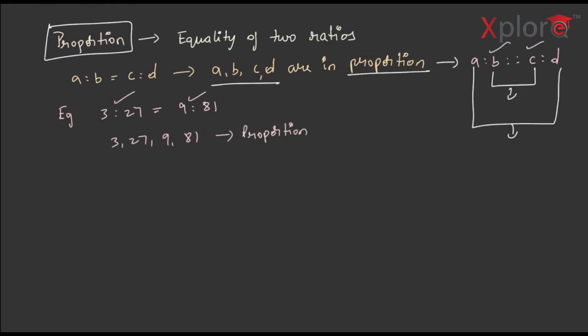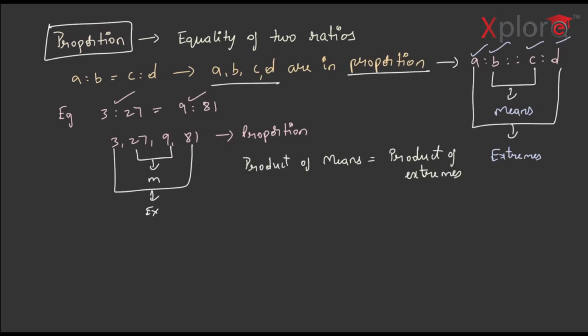Here B and C are known as means and A and D are known as extremes. Similarly, in this example, 27 and 9 are known as means and 3 and 81 are known as extremes. So the formula of a proportion is product of means is equal to product of extremes. That is, B into C is equal to A into D.